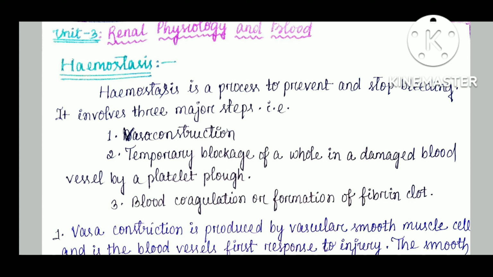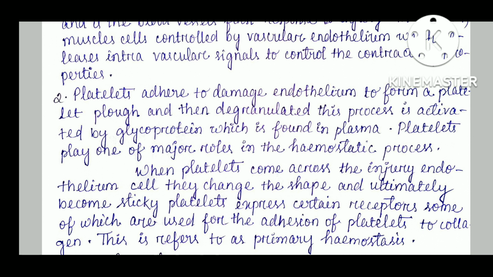So the first one is vasoconstriction, produced by vascular smooth muscle cells, and is the blood vessel's first response to injury. Smooth muscle cells are controlled by the vascular endothelium, which releases intravascular signals to control the contracting properties.